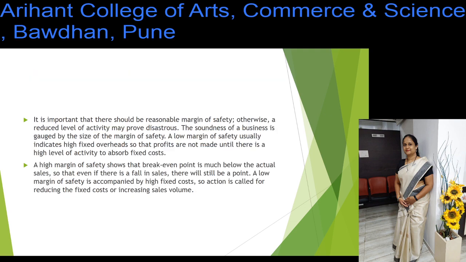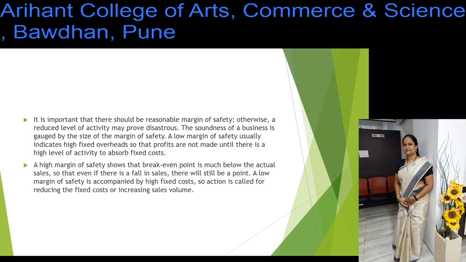Now, it is very important that there should be a reasonable margin of safety. Otherwise, a reduced level of activity may prove disastrous. The soundness of a business is gauged by a size of margin of safety. A low margin of safety usually indicates high fixed overheads, so that profit are not made until there is a high level of activity to absorb the fixed cost. Okay, and a high level of margin of safety shows that break-even point is much below the actual sales, so that even if there is a fall in sales, there will still be a profit.